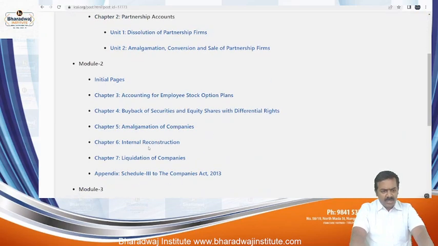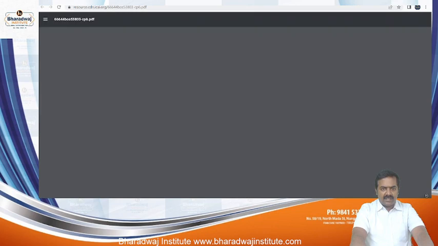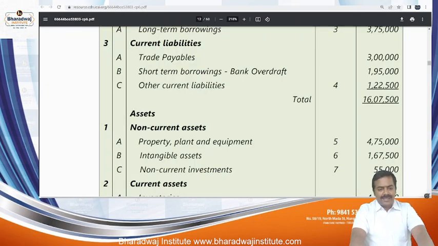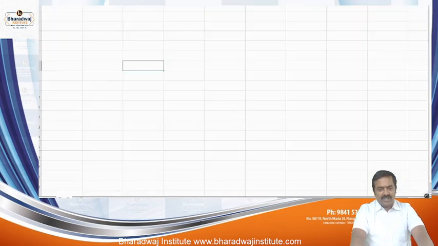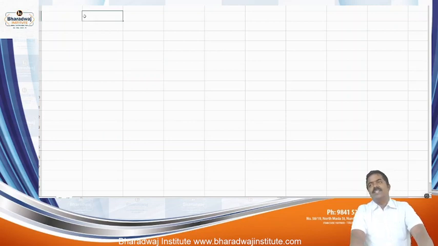So today let me begin with internal reconstruction. It's easy to understand, and again a very small topic to start with. It is repeatedly tested in the exam for a minimum of 8 marks. The range of marks is minimum 8 marks, maximum up to 10 marks it can be tested in the exam.